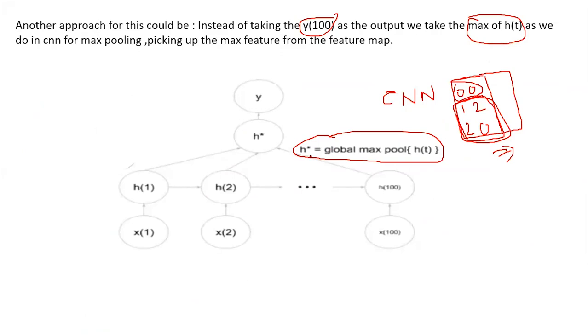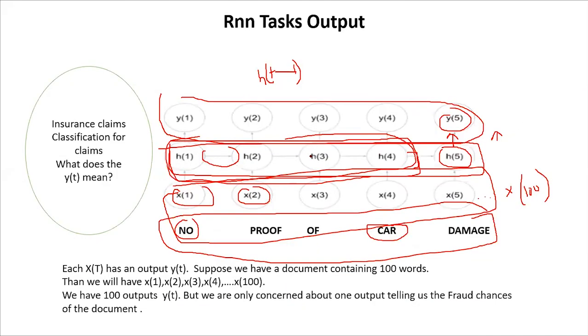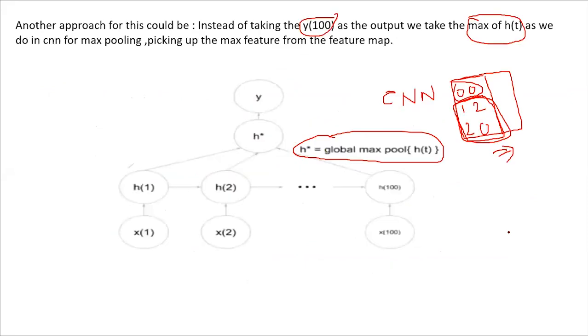So instead of going till output of 100 or output of 50th word or 80th word, we take into account all words. Maybe the first five lines tell us that the agent has written, as in the example, no proof of car damage. So obviously this is a fraudulent claim. If the vector weights for these particular words are the highest, then yes, it comes to that, okay, this is fraudulent, and that's how we do a maximum pooling of H to the T.